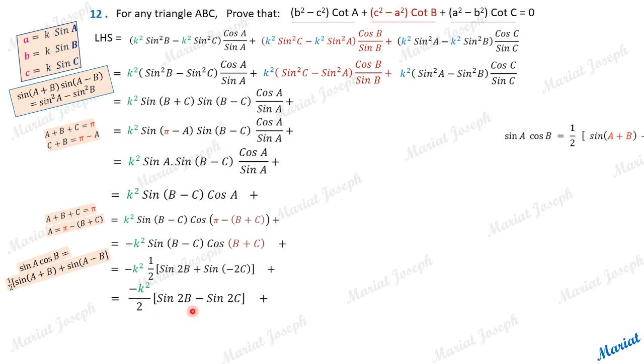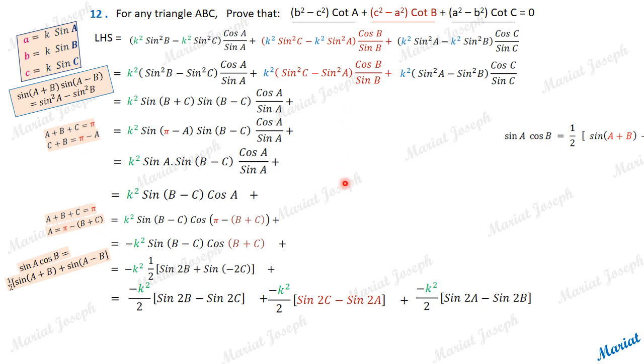Now, the first term is completely simplified. The same thing would have happened to the second term, only the angles involved are C and A. So this would come down to −K²/2 (sin 2C − sin 2A). As I told you, these are cyclic expressions, so the third one would be −K²/2 (sin 2A − sin 2B). Now it's complete.